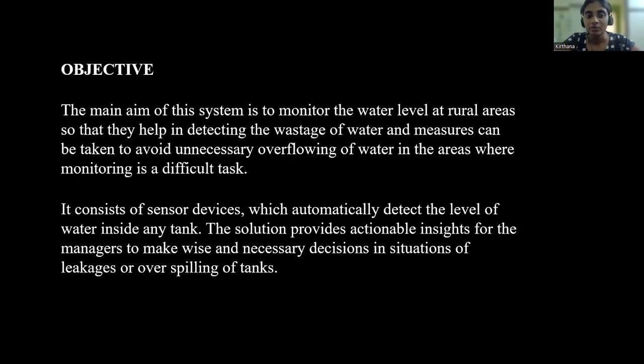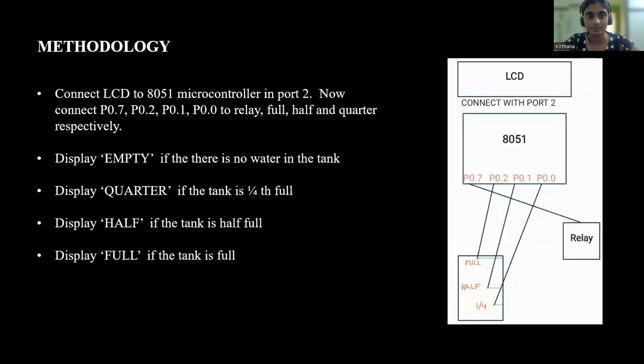So the main objective of the project is to monitor the water level in rural areas so that it helps in detecting the wastage of water, and measures can be taken to avoid unnecessary overflowing of water in areas where monitoring is a difficult task. It consists of sensor devices which automatically detect the level of water inside any tank. The solution provides actionable insights for managers to make wise and necessary decisions in situations of leakages or overspilling of tanks.